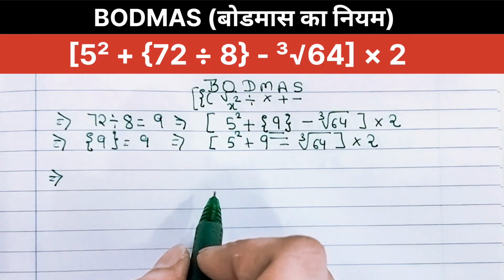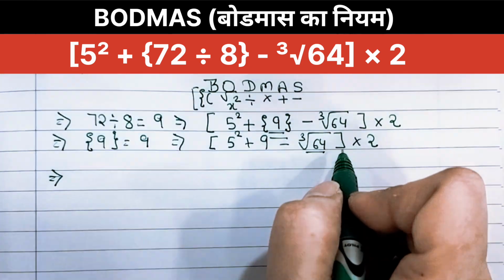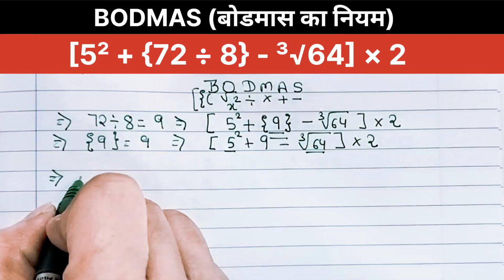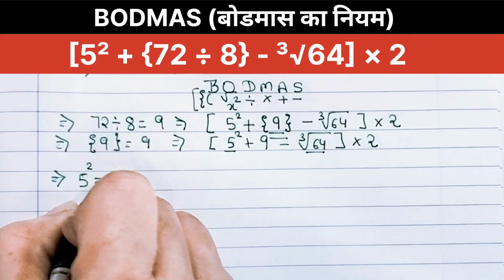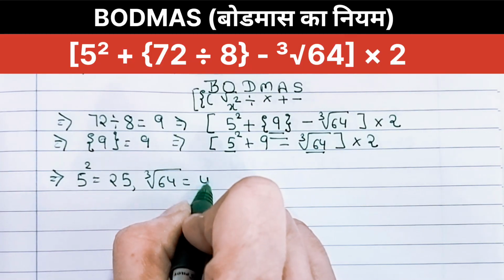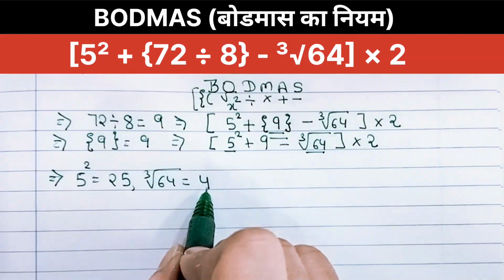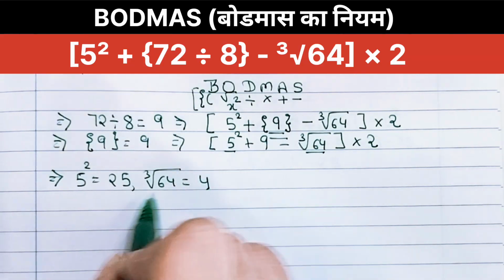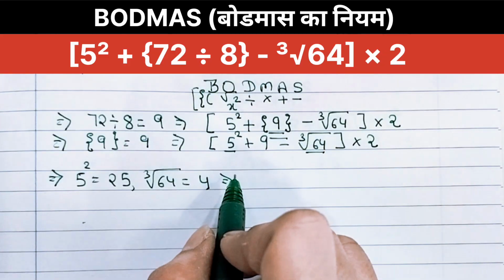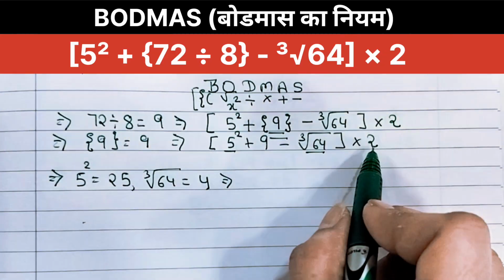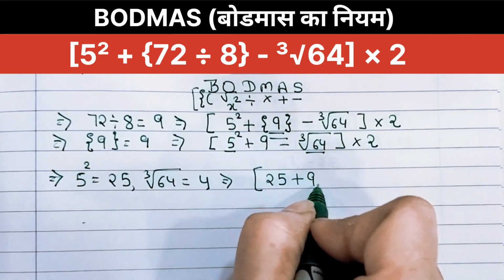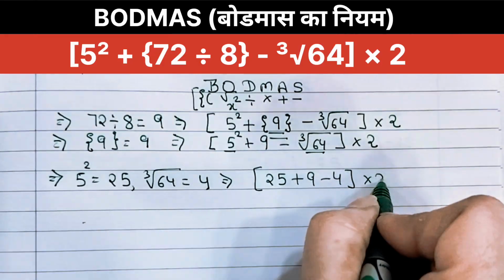According to the next step, evaluate orders, powers and roots. Now calculate the exponent 5 square and the cube root of 64 inside the square brackets. First we calculate 5 square, which is 25, and the cube root of 64 gives the answer 4, since 4 multiplied by 4 multiplied by 4 gives 64. According to this step, after the brackets, O in BODMAS stands for order, exponents and roots, which take priority over addition and subtraction. So now the current expression becomes 25 plus 9 minus 4, multiplied by 2.